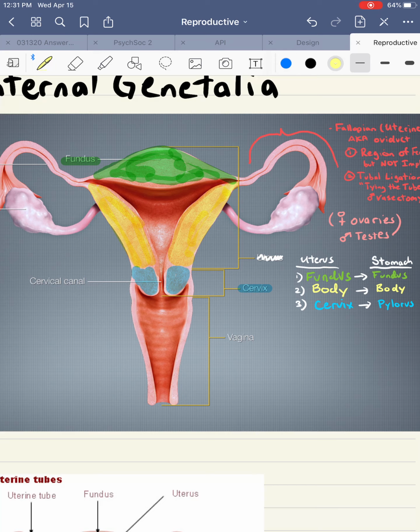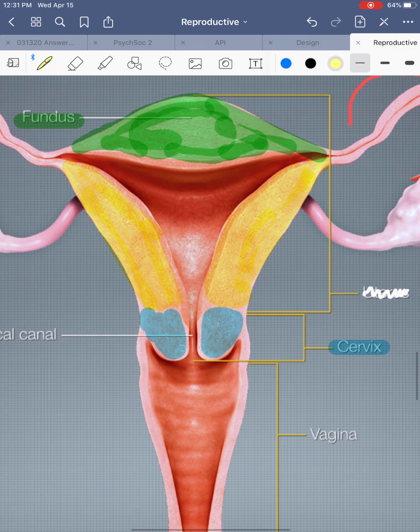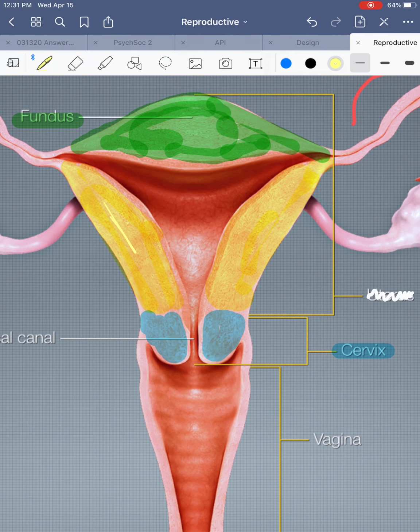It has the top portion, which I highlighted for you in green, called the fundus. Right? And the fundus, I like to think, kind of connects to the fallopian tube. We're going to talk about the fallopian tube in a second. The fundus is the top part of the uterus. The one in the yellow is the body of the uterus, right over here. So you have a body, right over here.